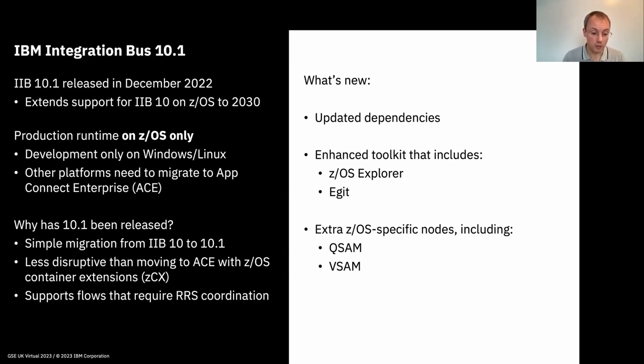You can continue to exploit needs such as running message flows that need RRS coordination, and you don't need to change over and move how you're running your brokers to use App Connect Enterprise inside your container extensions framework. You continue to run IIB as you've been used to. At the same time, we've updated various dependencies and provided support for some additional nodes in workflows to operate with data sets and so forth.